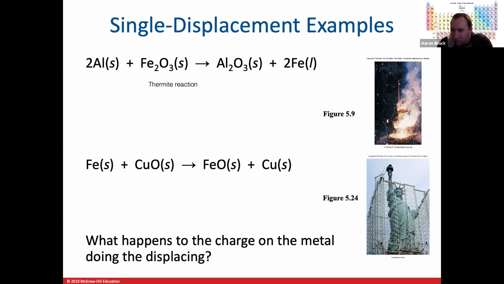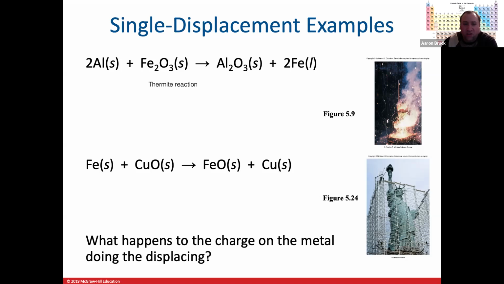So when it was originally shipped here from France, it was not green. It was actually bronze colored. But over the period of a couple of years, that green patina started to form on it, and it's basically been that way ever since.